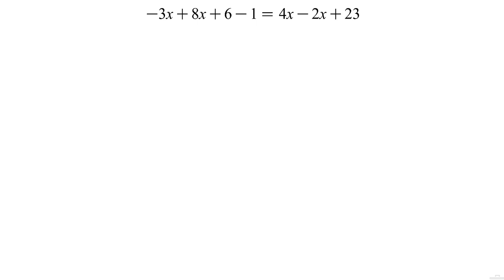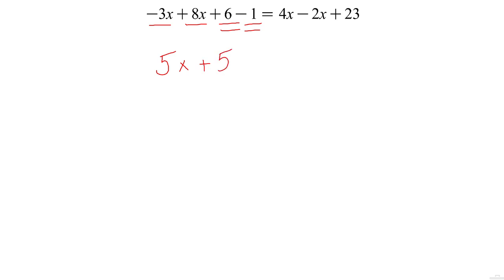So we'll do one last one where we've got this time variables on both sides again, constants on both sides, and we actually have multiple instances of the variable on both sides. So we'll be careful to combine our like terms, but when we do that, we'll make sure to do each side separate. So negative 3x plus 8x is 5x, and positive 6 minus 1 is also 5.